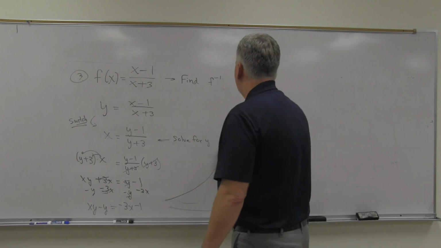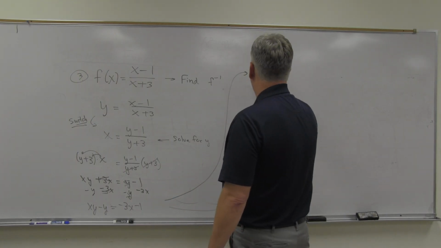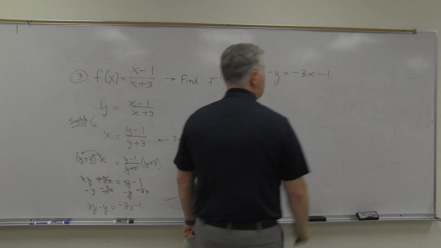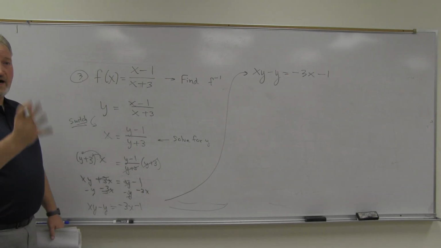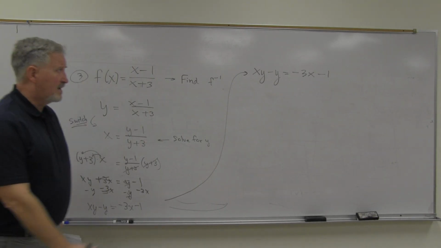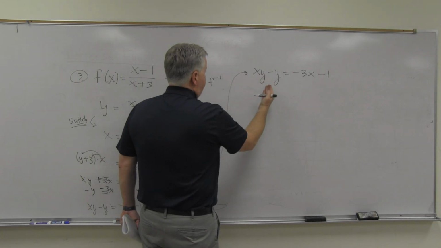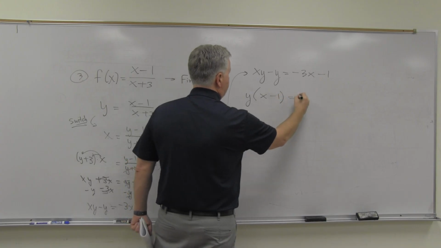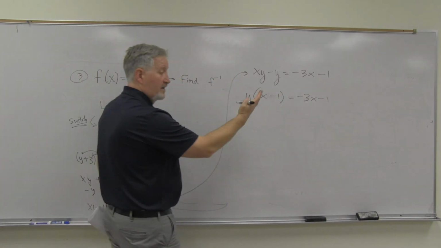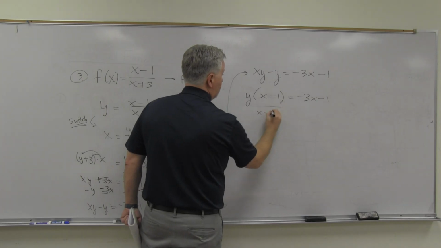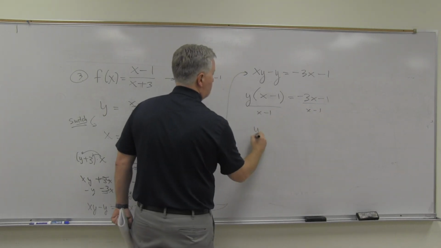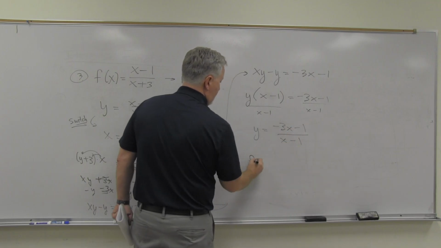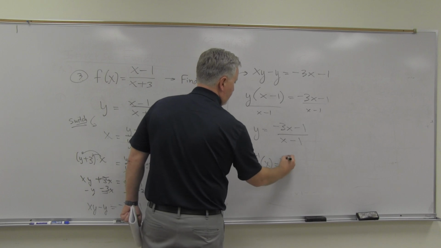Out of room there, so let me write it back here. xy minus y equals minus 3x minus 1. Well, trying to solve for y, I need to combine these, but can't really. Just factor off the y. Factor off the y here, that'll make it x minus 1 in parentheses there. Then all you have to do is divide off the x minus 1. y equals minus 3x minus 1 over x minus 1. Hey, that's your f inverse function right there.